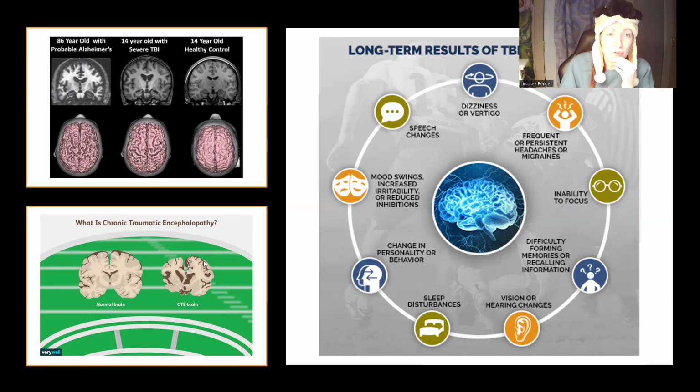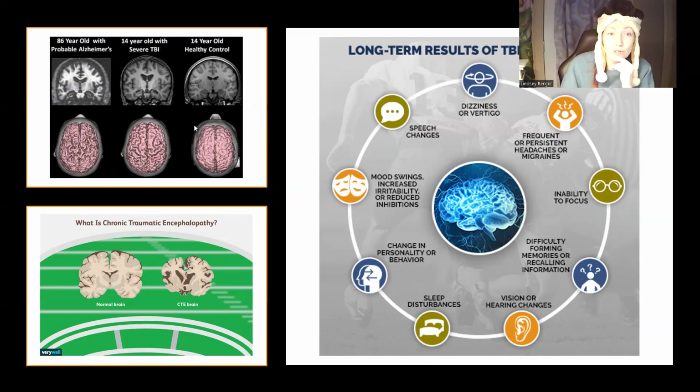Again, you can see another example here. So here's an Alzheimer's patient, 86-year-old with probable. Note the word probable, because we can't diagnose until death. And then here's a 14-year-old with severe TBI from either an accident or a knock to the head in a football game. Look how similar they look. That's frightening.